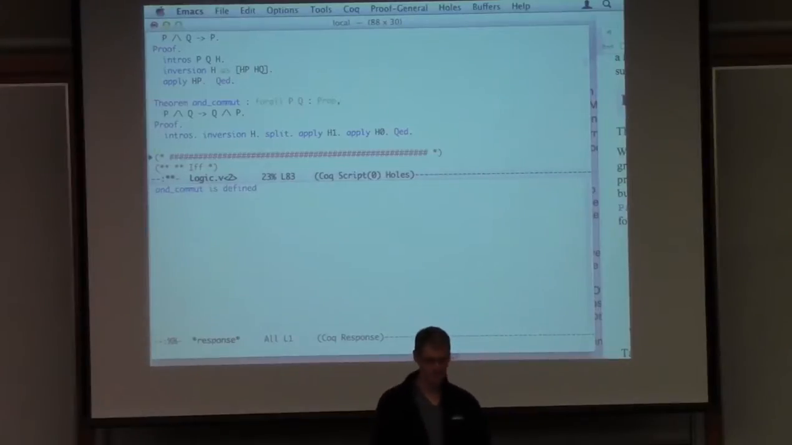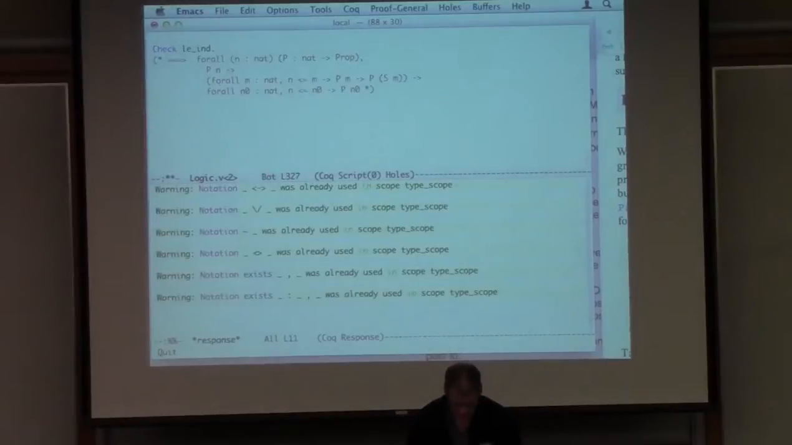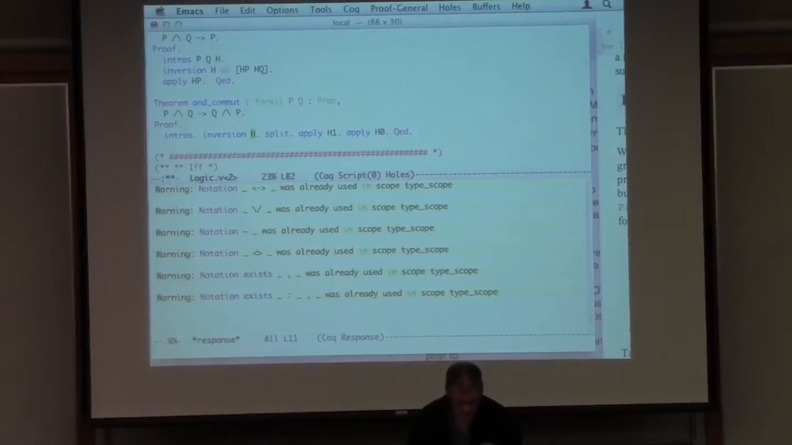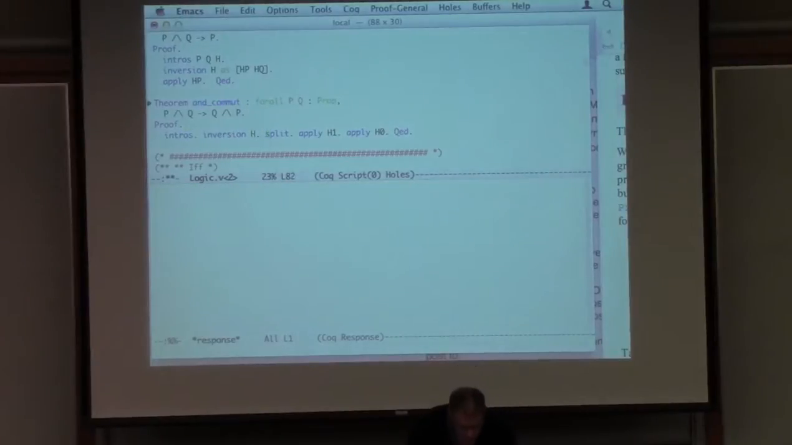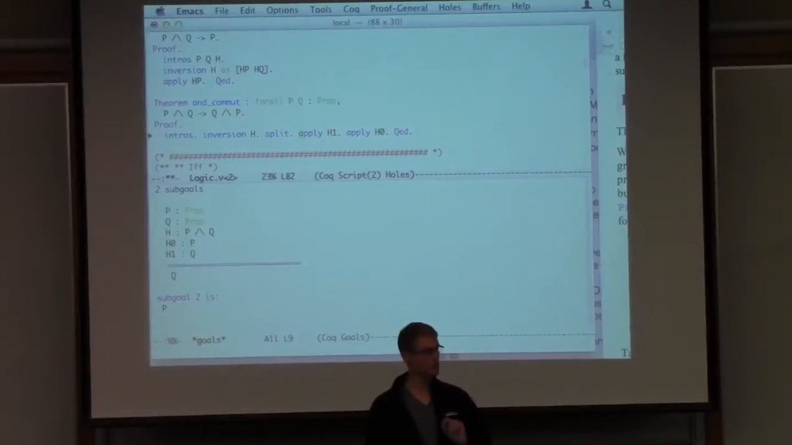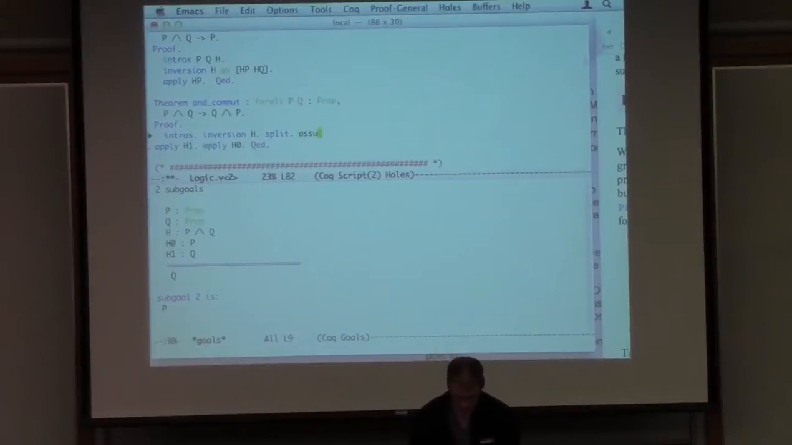I'll show this later on, but since it's come up now: if you know that the thing that you're trying to prove is a local hypothesis, you can just say assumption and not bother giving its name.